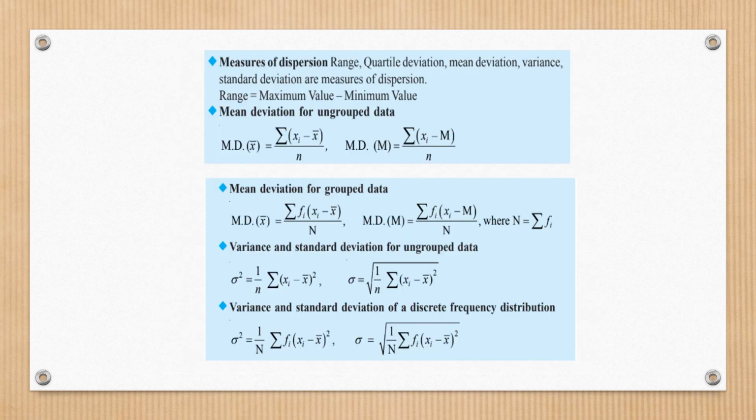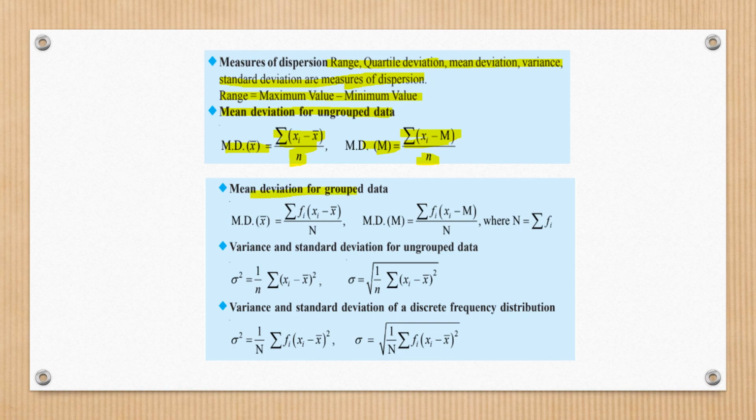Now let us recapitulate the formulas. The measures of dispersion are range, quartile deviation, mean deviation, and variance and standard deviation, but we are not talking about quartile deviation in this class plus one. Range is the maximum value minus the minimum value. The mean deviation for ungrouped data about the mean is summation xi minus x bar upon n, and about the median it is summation xi minus M upon n. Remember, here neither mod nor square is involved.